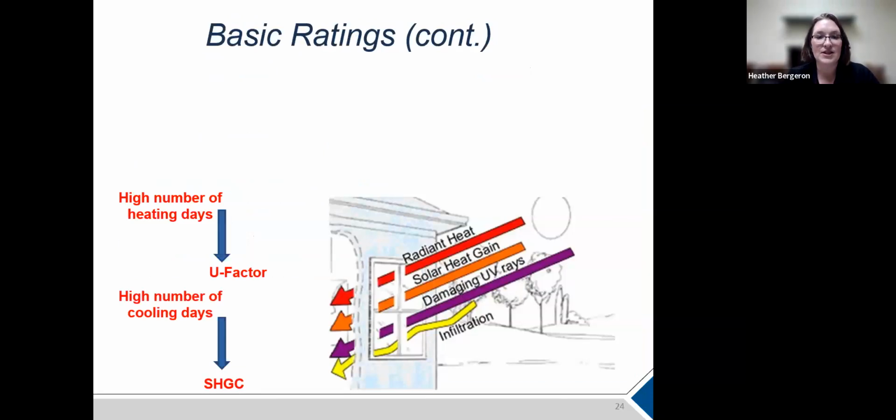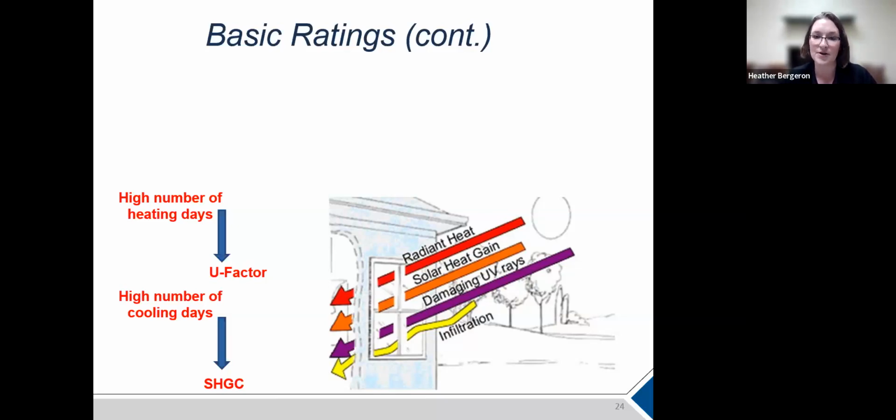Here's more information as far as basic ratings that are continued. On this, we're talking about the differences in the number of heating days, which is your U factor, versus the higher number of cooling days, which is your solar heat gain coefficient. Depending on the type of day it is, as far as where the sun's at, as far as your daylight availability, to where at nighttime you have no light coming through because it's so dark outside, you have all these different rays that are hitting the actual glazing itself here.